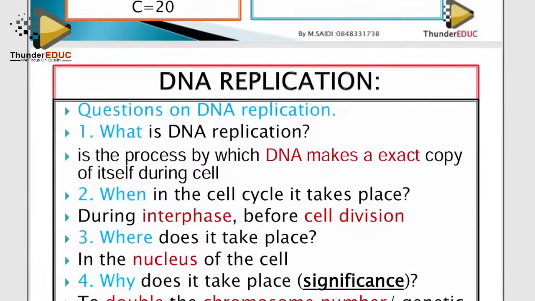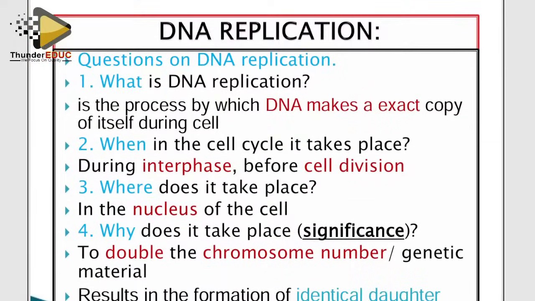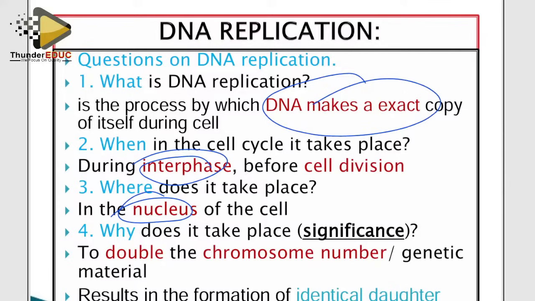When it comes to DNA replication, please don't go without knowing these questions. What is DNA replication? A process where DNA makes an exact copy of itself. When does it occur? It occurs during interphase, or before the cell divides. Where does it occur? It occurs in the nucleus. Why does it occur? Why is it happening?